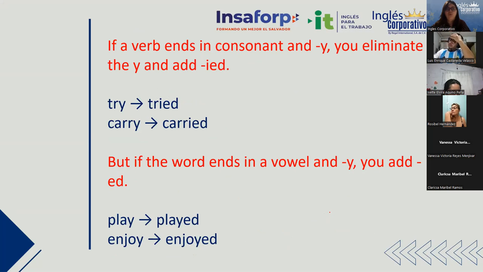Now, what happens if the verb finishes in Y? Check here. I have try. We have here a consonant, right? Consonant. In this case, I have a vowel. If I have a consonant before the Y, I change the Y to I, and then I add ed. So I say try, tried. Carry, carried. Marry, married. The same, right? Because I have consonant and then Y.